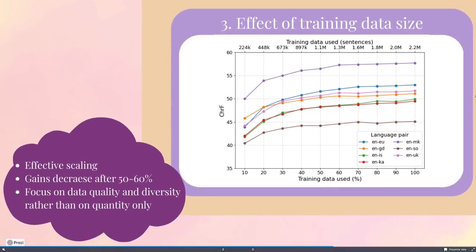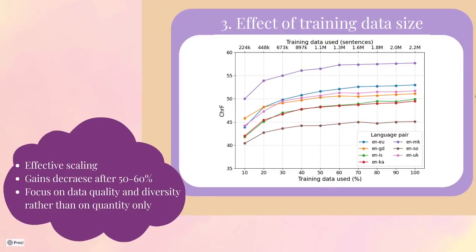Let's move on to the next experiment. We also wanted to see what is the effect of training data size. So what we do is that we train models in increasing batches of percentage of data. You can see at the bottom the percentage, and at the top roughly the amount of sentences that we use. So we can see how overall there is an effective scaling of the use of the training data, in the sense that all lines tend to go up. It is true though that gains decrease after 50-60% of the data has been used.